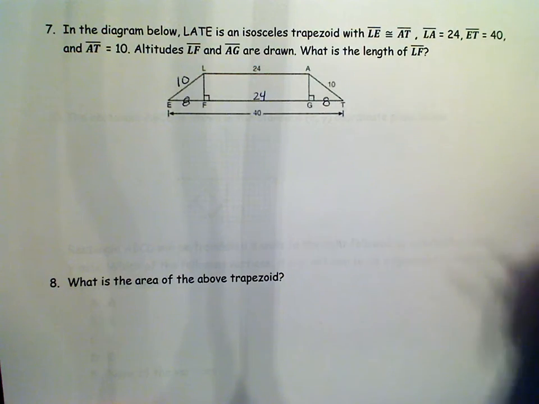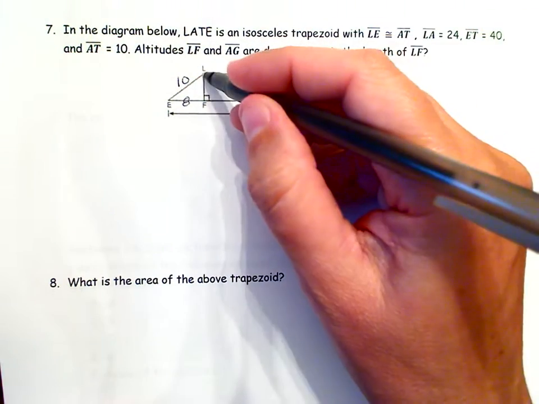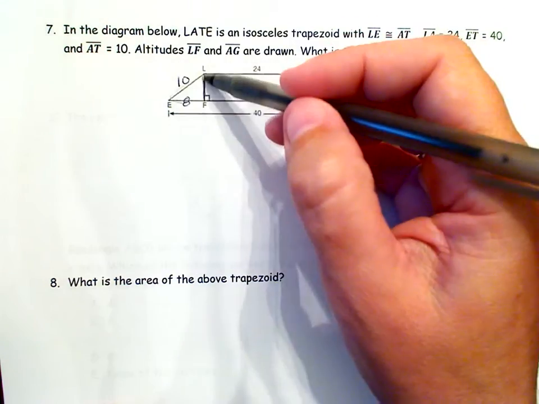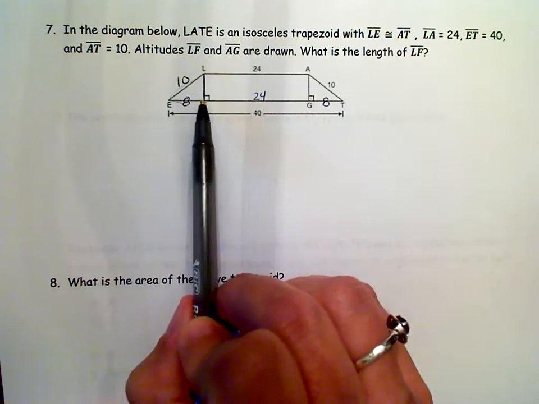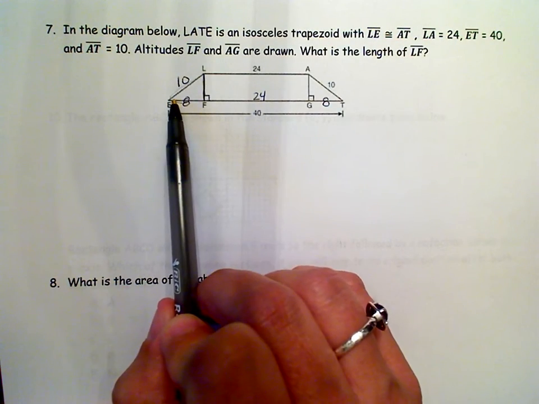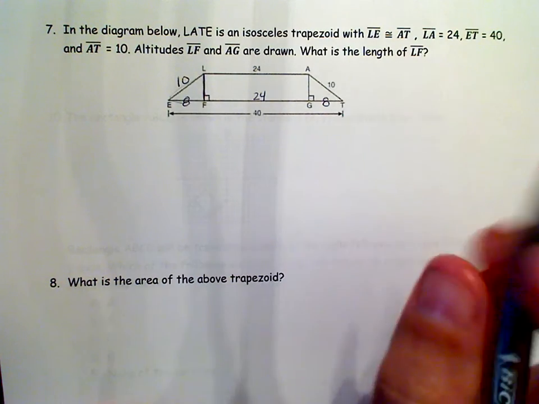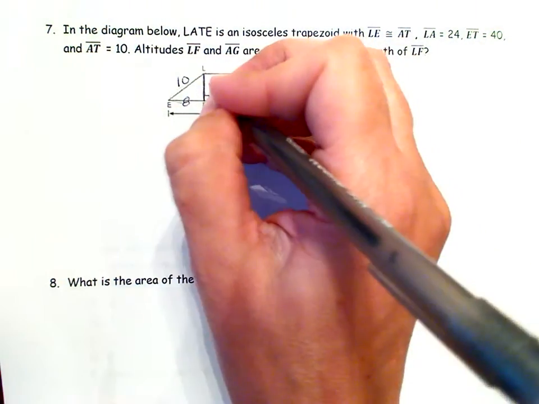And so the question is, what is the length of LF, which is the altitude? Well, this is a right triangle. It is a Pythagorean triple because one side is 8 and the hypotenuse is 10. So if you remember what that is, that makes it real quick and easy to find that. If you don't, you'll have to do the Pythagorean theorem.